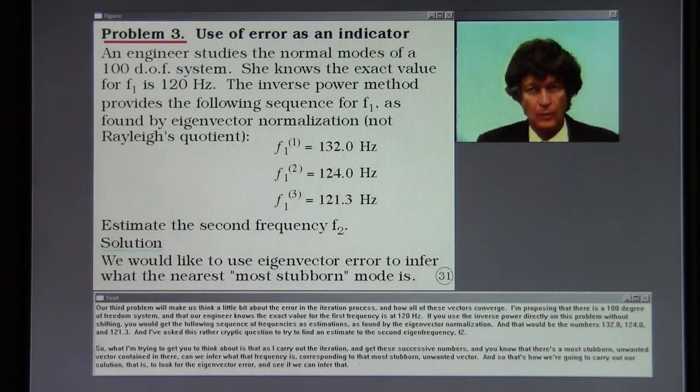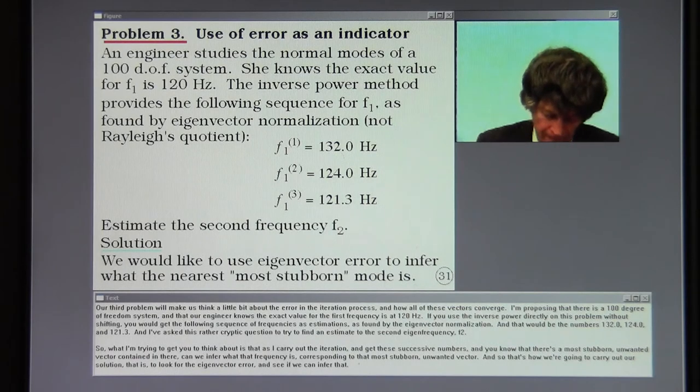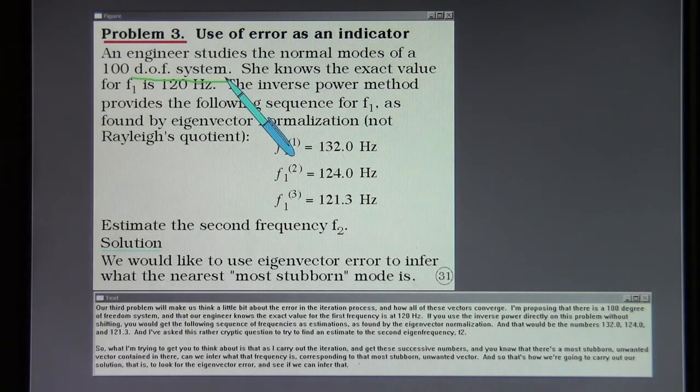Our third problem will make us think a little bit about the error in the iteration process and how these vectors converge. I'm proposing that there is a 100 degree of freedom system and that our engineer knows the exact value for the first frequency is at 120 hertz.